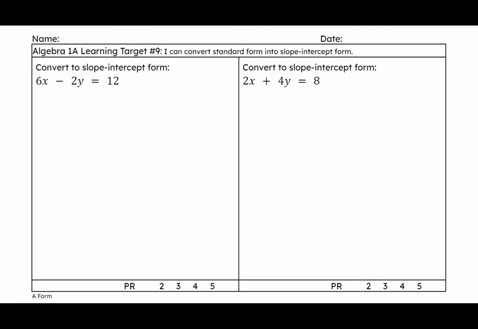This is Summer School, High School Credit Recovery, Algebra 1A, and Learning Target number 9. I can convert standard form to slope-intercept form.